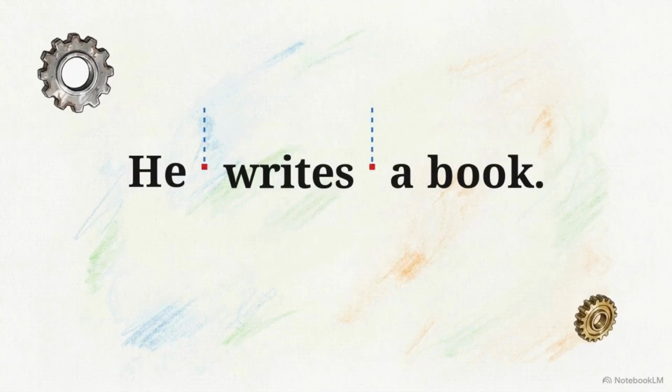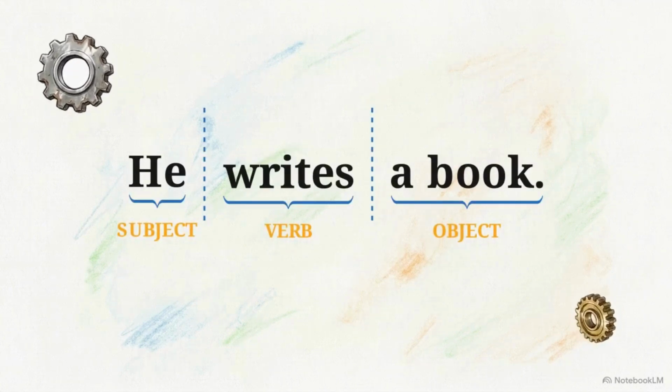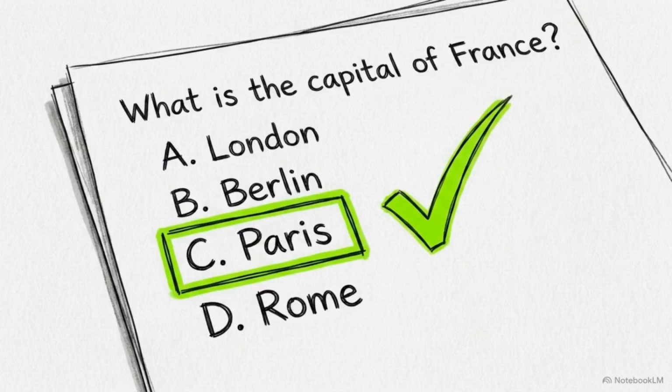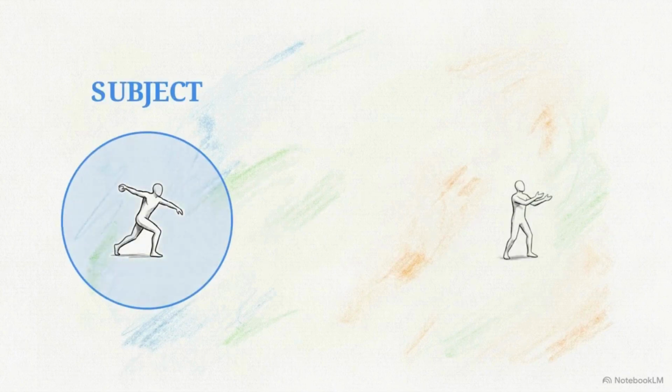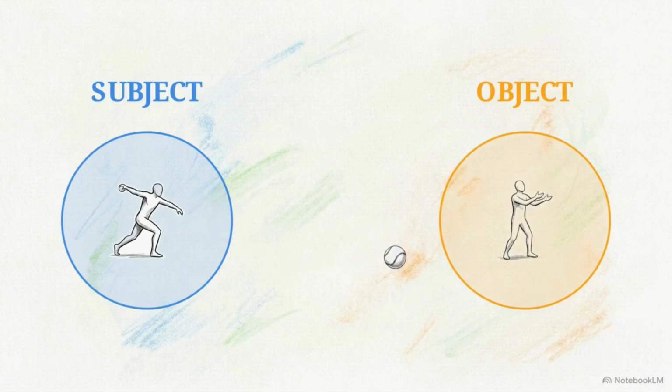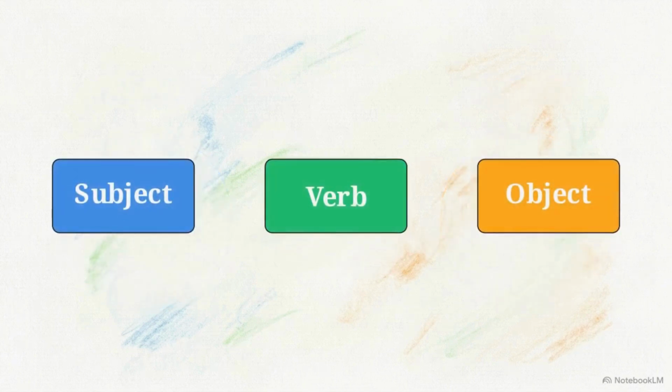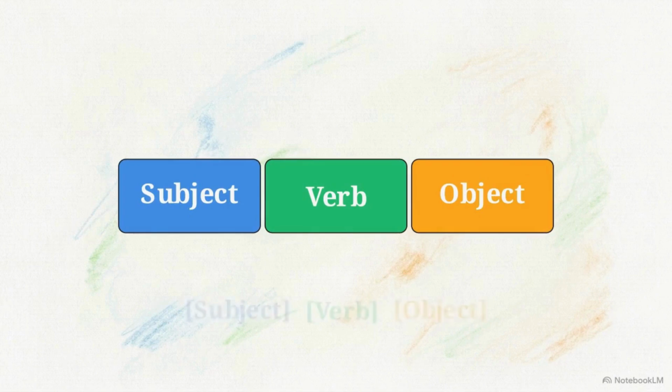Over the next 6 minutes, we will look at a mechanical method to convert any sentence and identify the correct options in multiple choice questions with total accuracy. To apply this, you need to identify 2 things: who is performing the action, the subject, and who is receiving it, the object. Mastering this 3-block relationship provides the necessary foundation for the more complex patterns that follow.